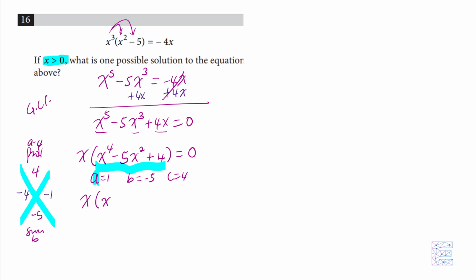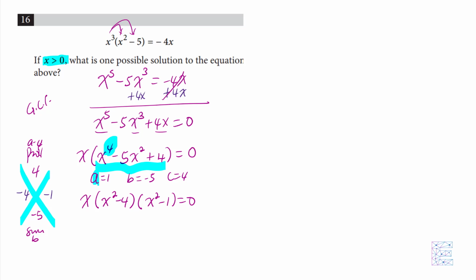We'll have x to the 2nd minus 4 in one parenthesis, and in the other parenthesis, we would have x to the 2nd minus 1 equals 0. Please notice that because this was to the 4th power, we halve it when you write the factored form of it. If it were to the 6th power, it would be to the 3rd. To the 8th power, to the 4th. So you get the point. You always halve that.